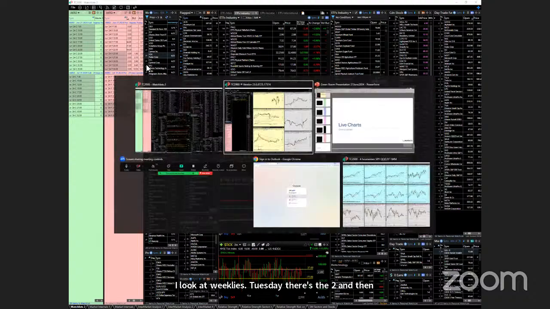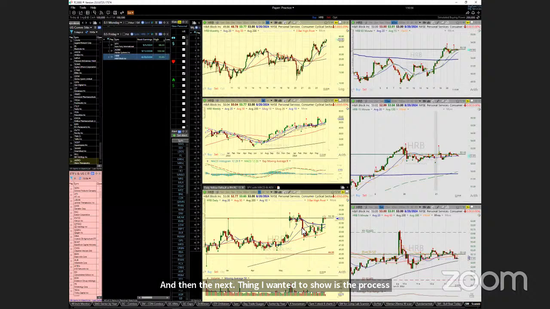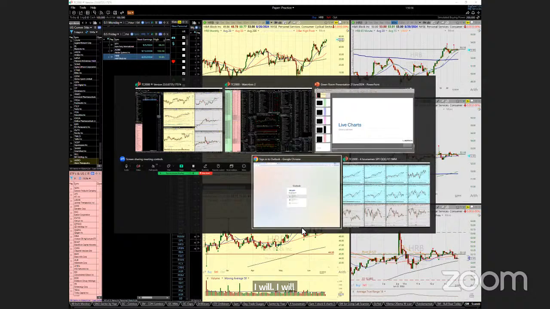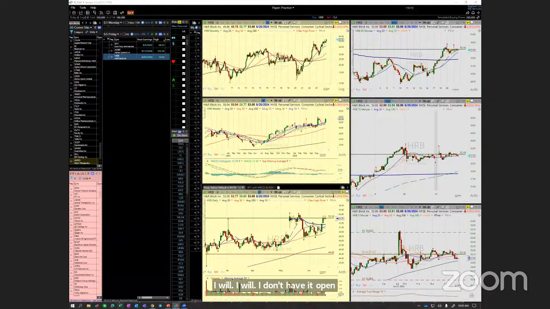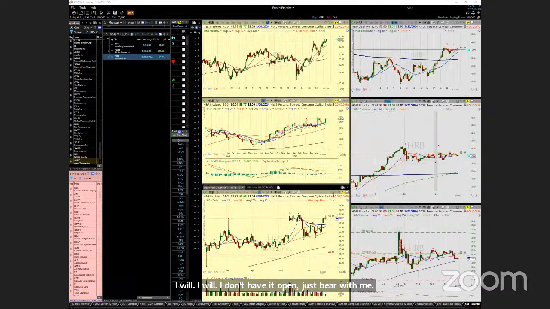And then the next thing I wanted to show is the process. If I'm going to look at herb, I don't have it open, just bear with me. Okay, so if I'm going to do this process, it's going to be hard for me to show it side by side, but I'll show you what I'm doing. I'll show the spreadsheet after I do this.